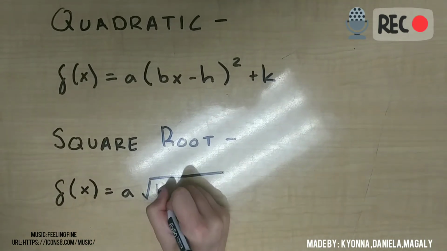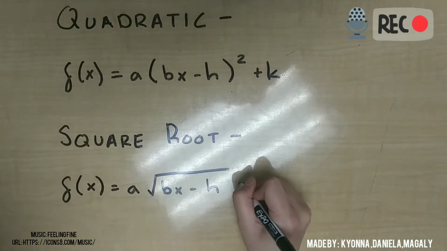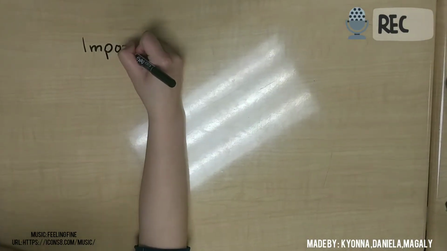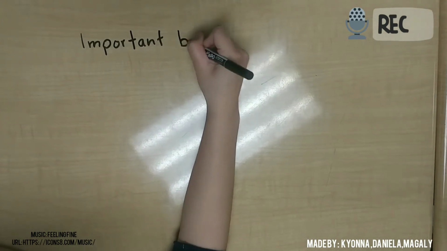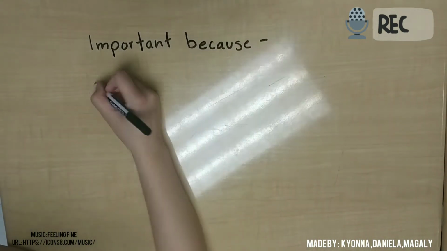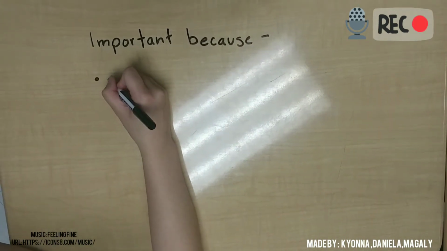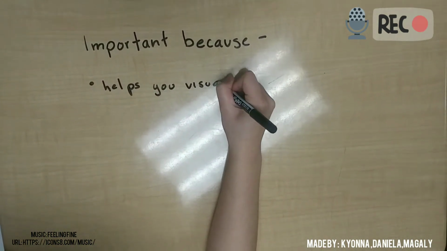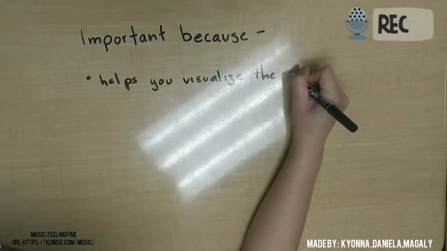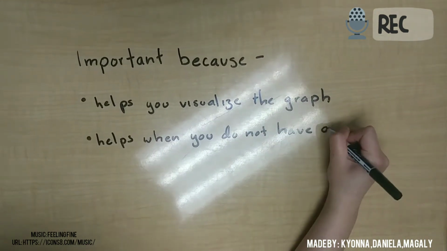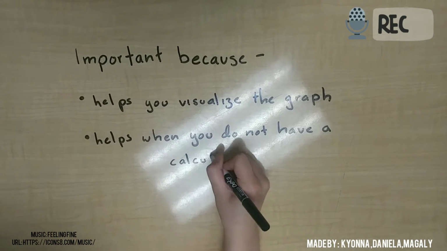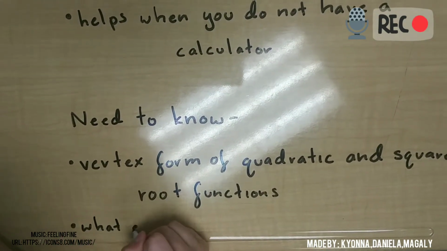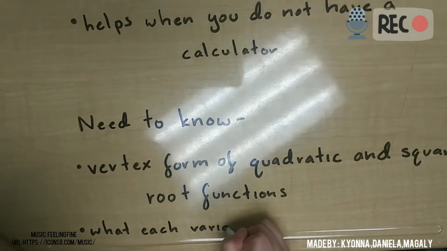An essential skill you must know to be able to transform functions is how each variable affects the function. It is important to know how to transform functions because it helps you figure out how to graph a function when you don't have access to a graphing calculator, as well as how the function will look. To be able to transform functions, you first need to know the vertex form of quadratic and square root functions, as well as what each variable represents.